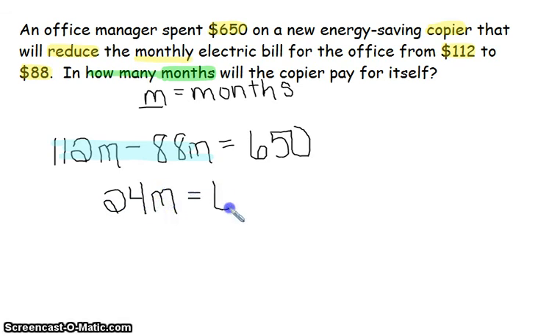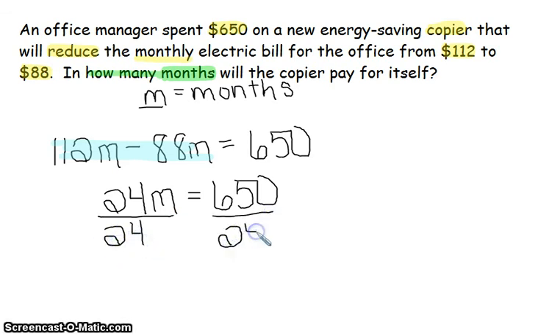We want to know how many months is it going to take us to reach $650 so that our copy machine pays for itself. Well, now we're down to a one-step equation. Very, very simple here. The inverse operation of multiplying by 24 would be to divide by 24. 24 divided by 24 is 1, so we're left with 1 M equals, and we have 650 divided by 24, which leaves us with 27.08. We'll round that to 0.1.